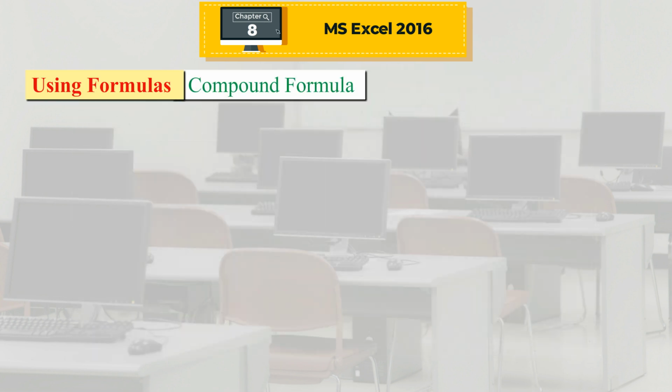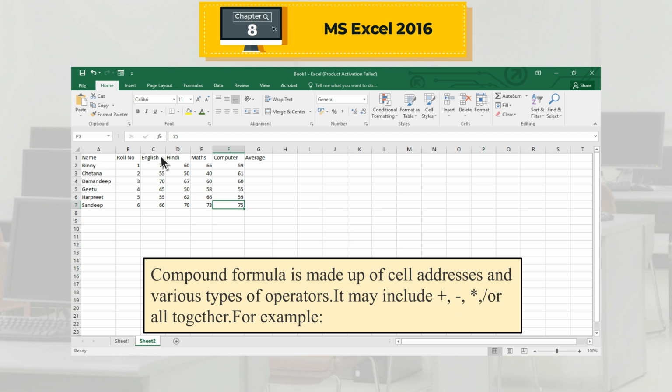Operation, operator. Addition, plus. Subtraction, minus. Multiplication, asterisk. Division, slash. Compound formula. A compound formula is made up of cell addresses and various types of operators. It may include plus, minus, asterisk, slash, or all together.